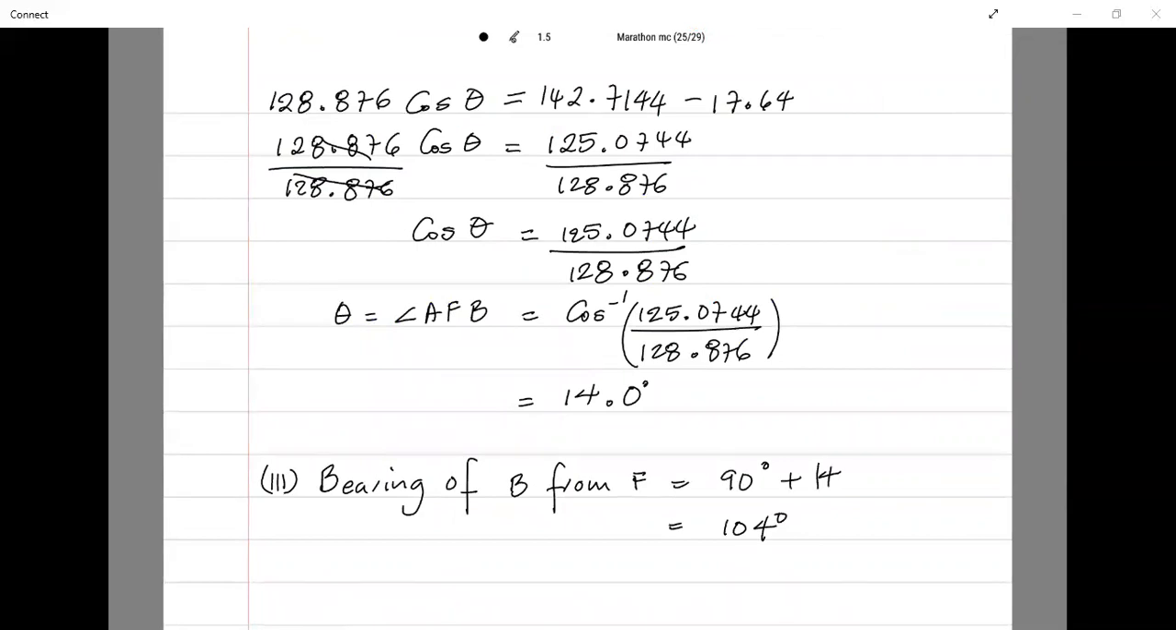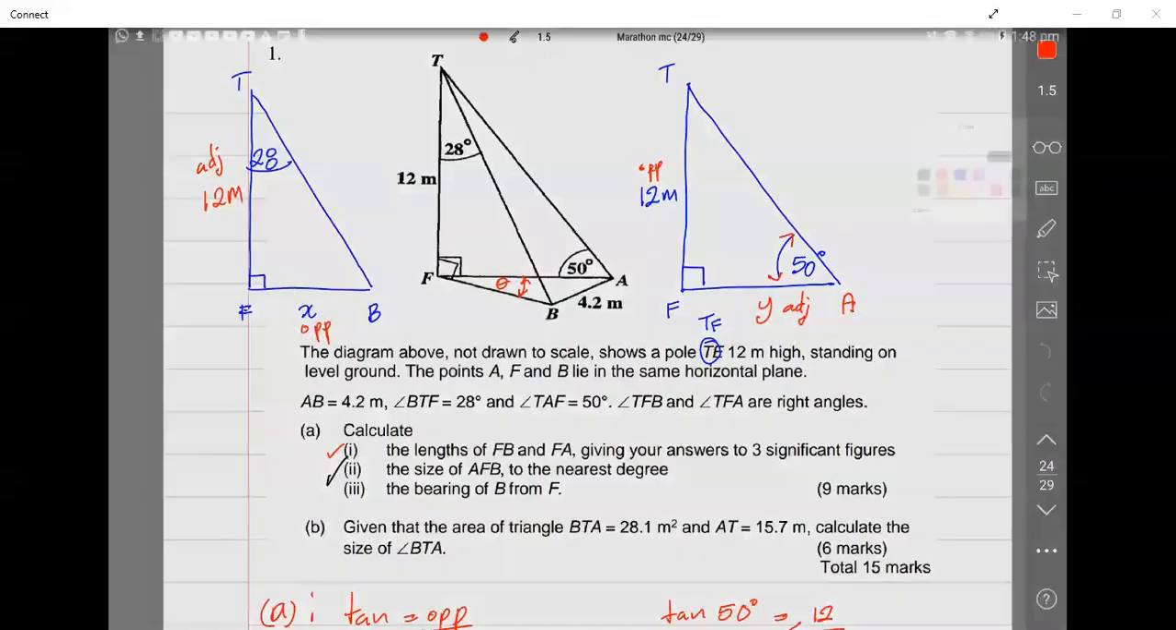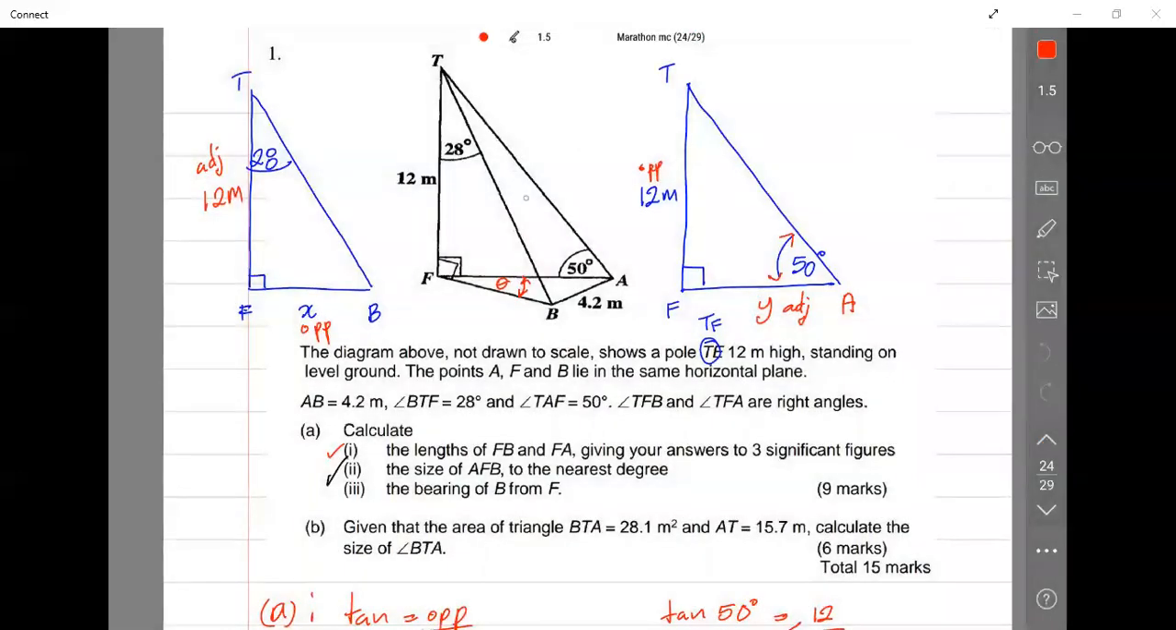Now, let's go and look at the B part of the question, which is the last part of the question. In B, we're told, given that the area of triangle BTA, I'm going to change the ink again. This is triangle BTA. It's a triangle at the front. It's sort of like if this was a solid shape, BTA would be that triangle at the front.